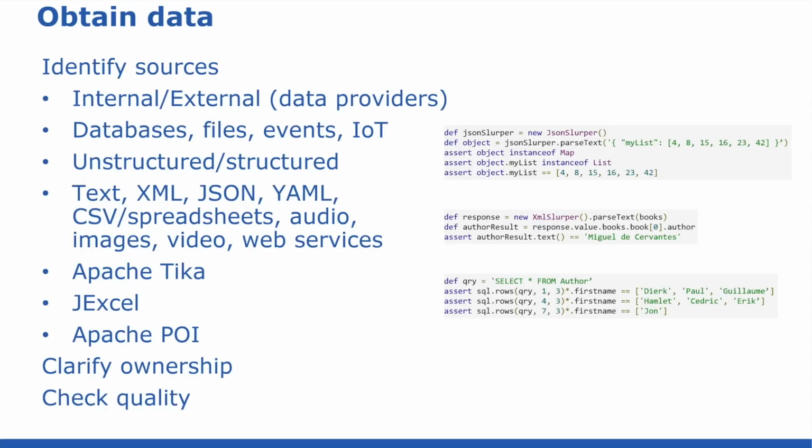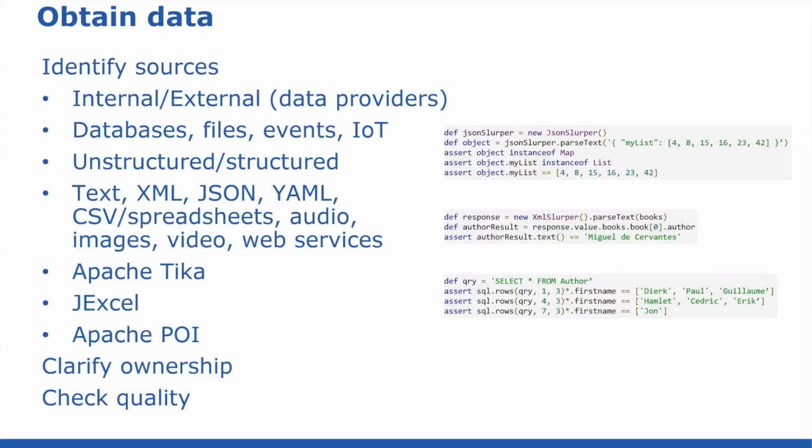You might need real-time streams of data there. Some of it will be structured, some will be unstructured. There'll be various kinds of things: text, XML, JSON, CSV files. Could be images, video, audio. Could be web services. So there could be a whole range of different things.